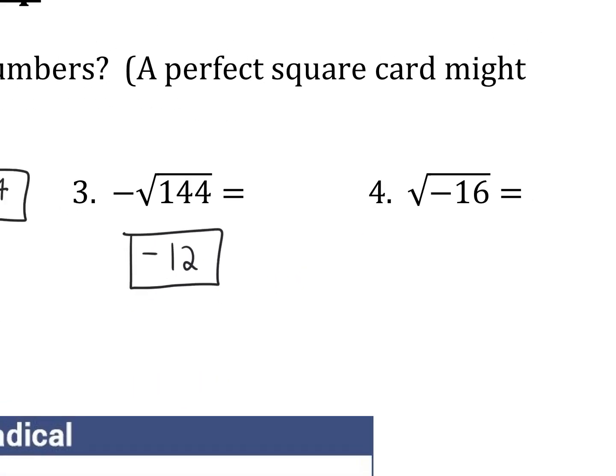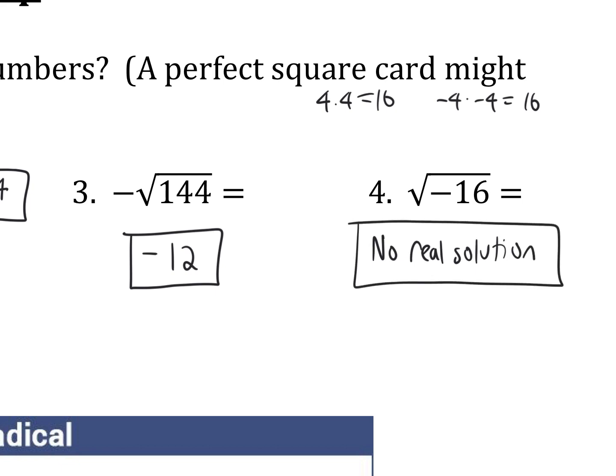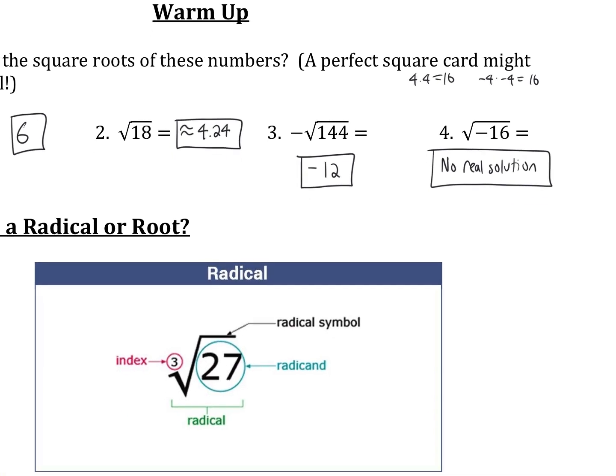Now, what's the square root of negative 16? Now, what's that saying? That is saying what number times itself equals negative 16? Well, our options, we know 4 times 4 equals 16. But what's negative 4 times negative 4? Negative 4 times negative 4 equals positive 16, right? So there's actually no way to get a negative under a radical. So the solution for this one is actually going to be no real solution. Okay, so negatives outside the radical is okay, but inside is a problem for us, okay?